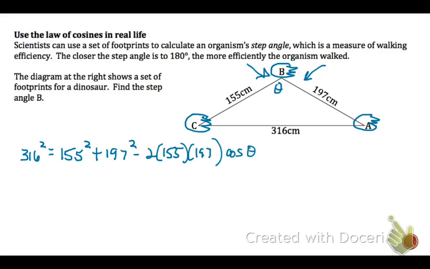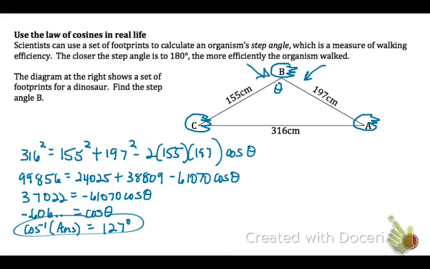All right, so we've got big numbers. So we've got 316 squared. I'm going to do the math. You pause the video, do the math on your own, and then come back and check your answer with me. So this dinosaur has a step angle of 127 degrees, which I think is pretty efficient because it's pretty close to 180 degrees.